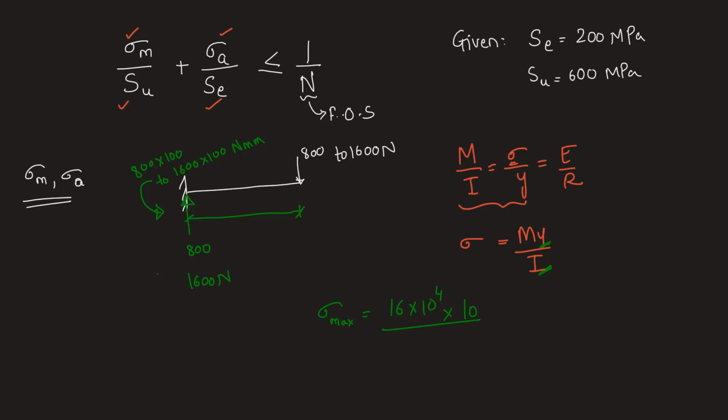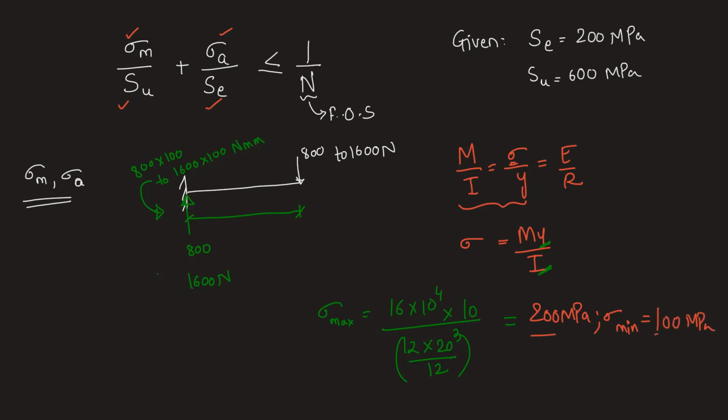I can be calculated from the given cross section. We have the width of the beam as 12 millimeter, so I is b d cube by 12, which is 12 into 20 cube divided by 12. It's a rectangular cross section. So we get the maximum stress value as 200 megapascal. You can also calculate the minimum stress value similarly, and the minimum stress value here turns out to be 100 megapascal.